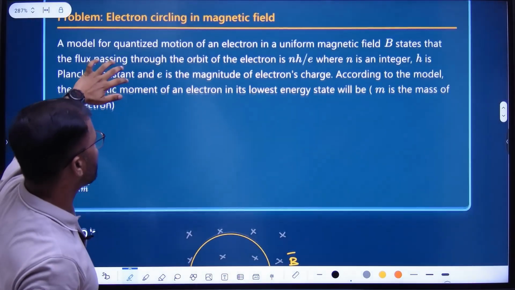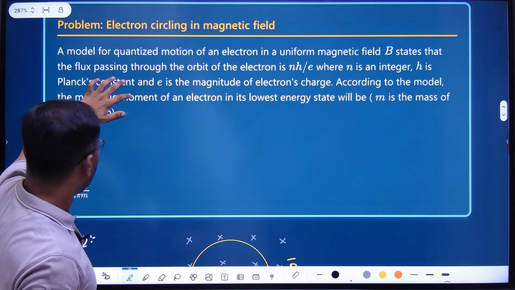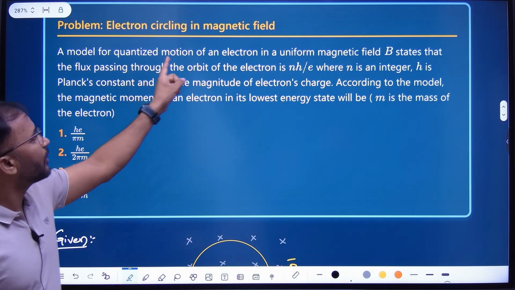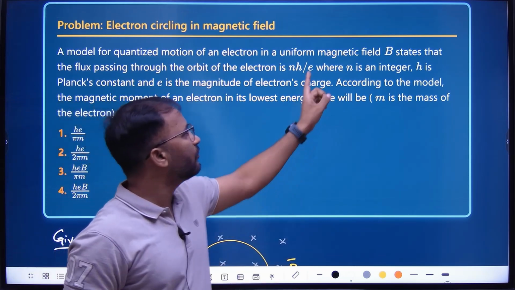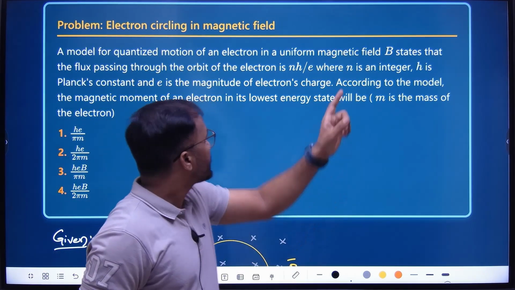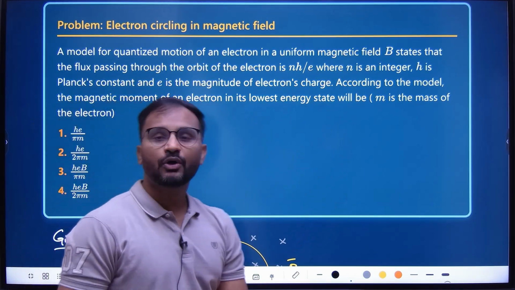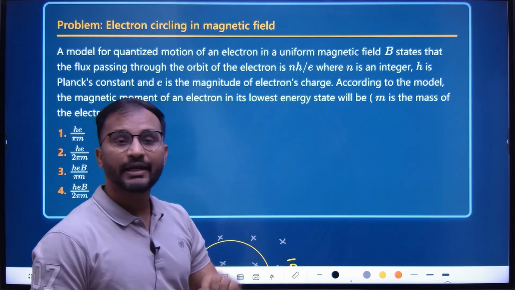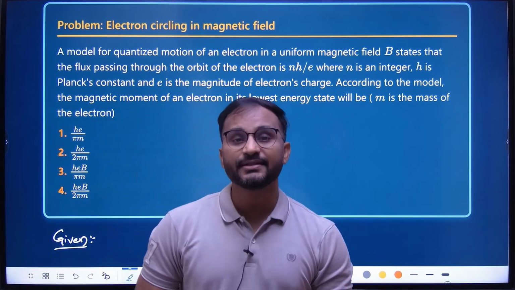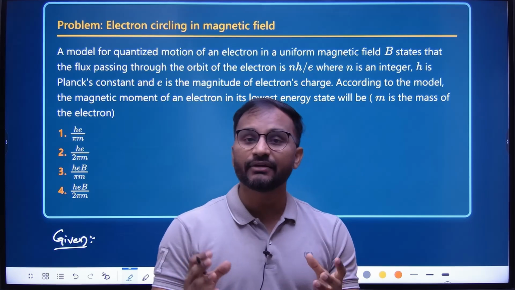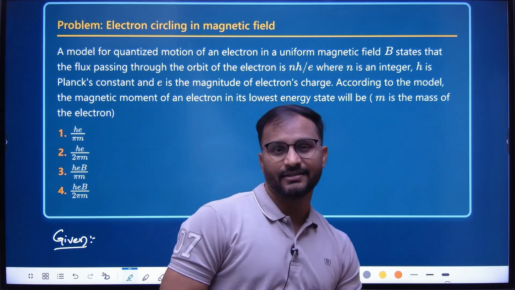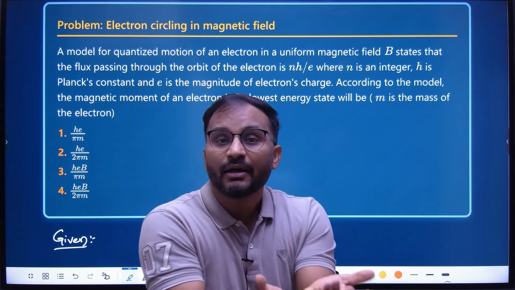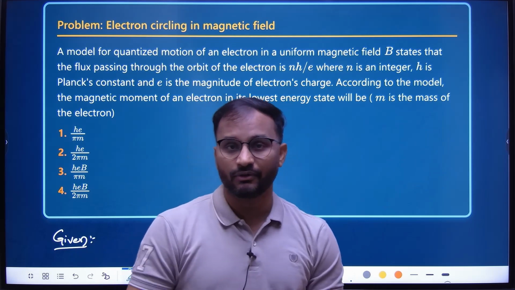Let us see first what the problem says. The problem says a model for a quantized motion of an electron in a uniform magnetic field B states that the flux passing through the orbit of the electron is nh/e. What does that mean, sir? Half the students didn't even understand what the question means. That's the reason they didn't even bother to solve the question further.